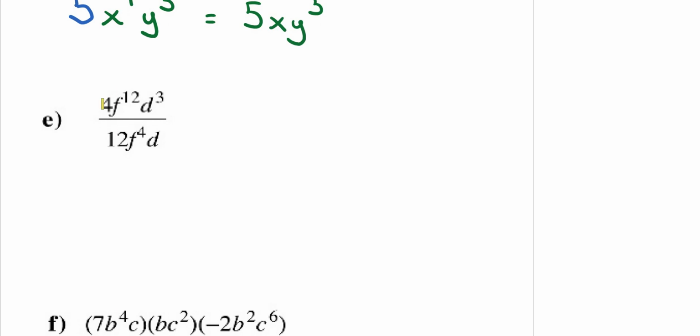Okay, let's go over some questions where the denominator is bigger than the numerator this time in terms of the coefficients. So 4 divided by 12. If you think about 4 divided by 12, that's the same as 1/3, right? So I can write this as 1/3. And then we have f^12 and f^4. So 12 minus 4 is going to be f to the 8, right? 12 minus 4 is going to be 8.